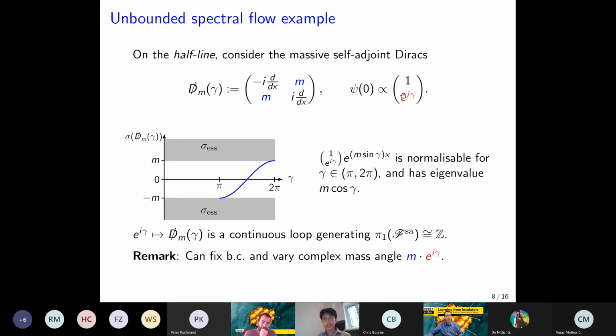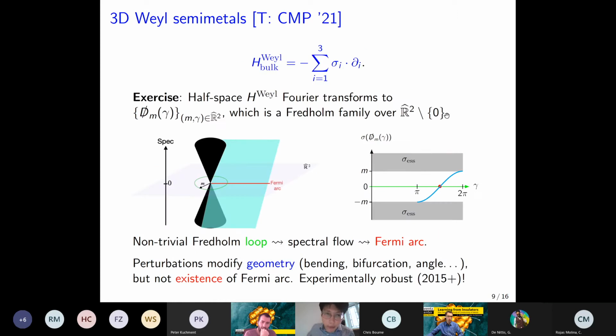Here I mentioned that instead, you can also fix a boundary condition and then vary the mass term as a complex mass term. So you have m times e to the i gamma as the mass term, instead of the phase appearing in the boundary condition. Now, the way this arises in Weyl semimetals is that for the Weyl semimetal in 3 dimensions, the Hamiltonian, at least close to a crossing point, is nothing other than the Dirac operator in 3 dimensions. Okay, so it's the Clifford algebra generators. So in this case, it's the Pauli matrices dotted into the gradient operator.